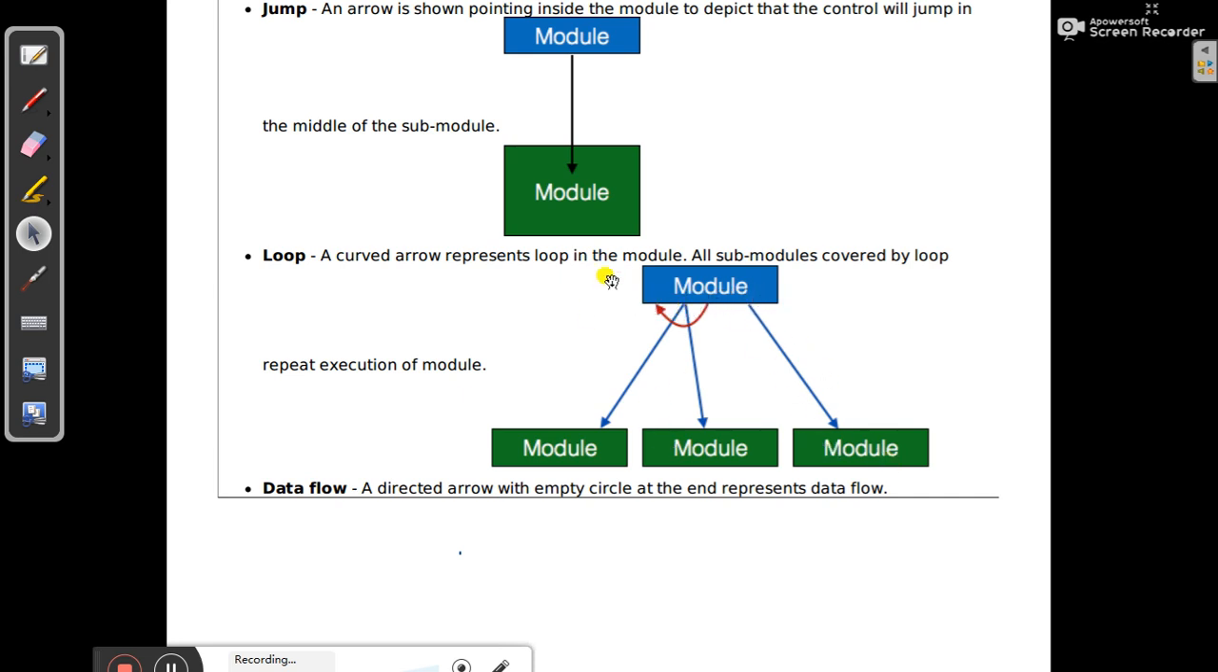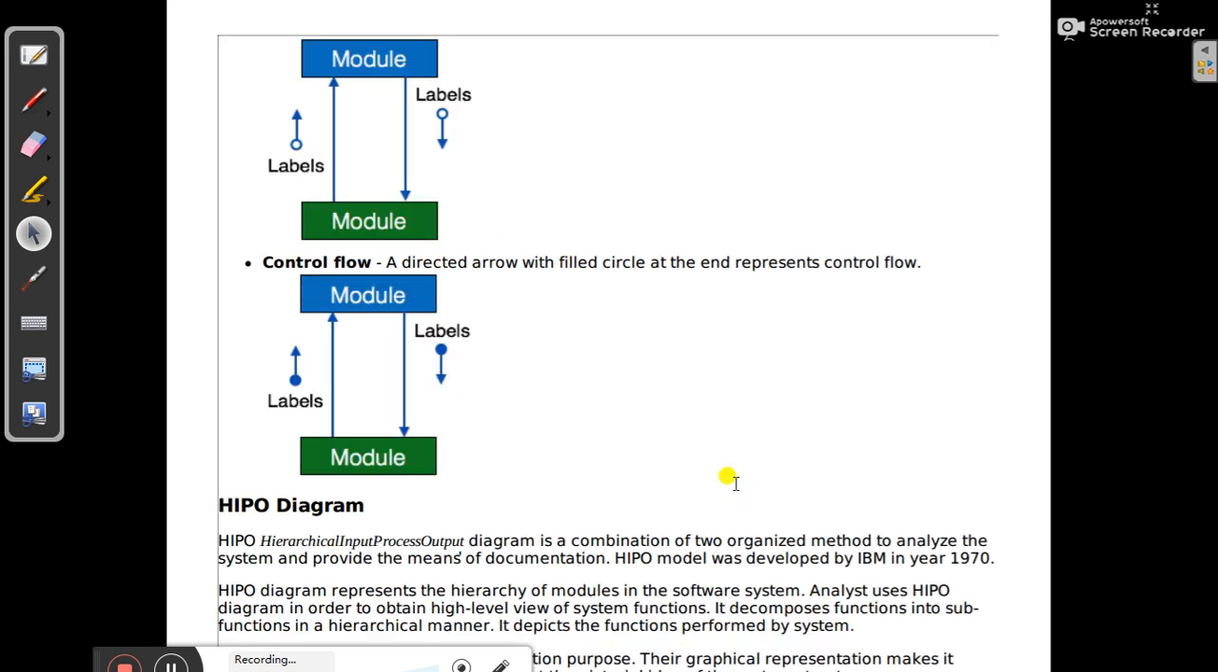Means all these modules will repeat the execution according to the loop conditions, but this module will not, because it is not included in the curve area. And there is the next one, data flow. A directed arrow with an empty circle at the end represents data flow.